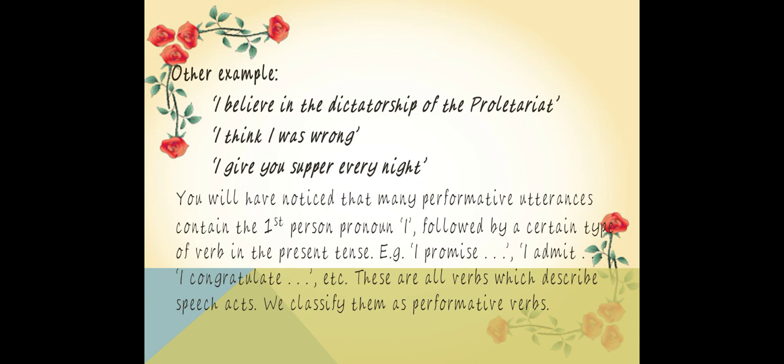Now, in the other example, I believe in the dictatorship of the proletariat. Now, this is a constative utterance because it only describes a belief. And then, I think I was wrong. This is also a constative utterance because the sentence only describes a mental state, like that. And then, I give you supper every night. This is also a constative utterance and only describes a state of affairs, like that.